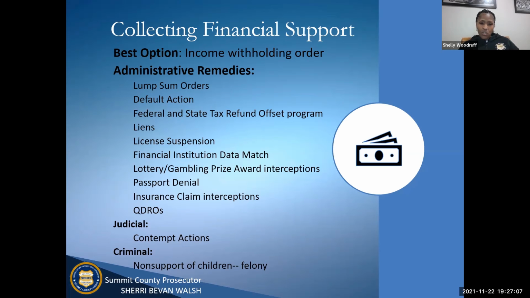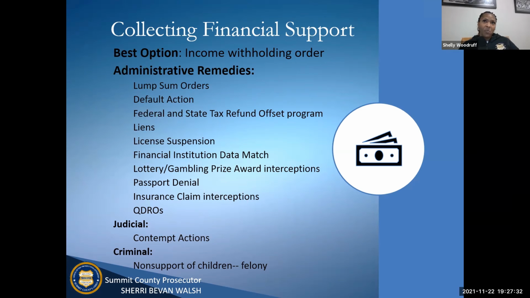We can suspend someone's driver's license. People say, well, why do you suspend someone's driver's license? Because they're not paying child support. It's a privilege to have a driver's license, a privilege to be able to get in a car and drive. So people will say, well, you suspended my driver's license, now I can't go to work. Well, if you were working, why didn't you tell us the name of your employer so that we can send a withholding and your license wouldn't be suspended?